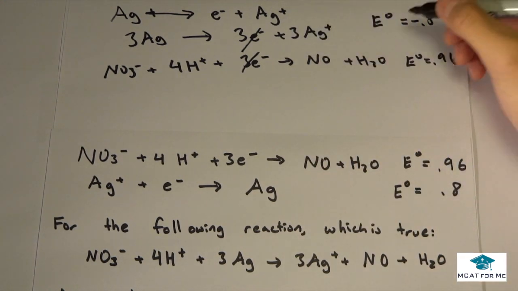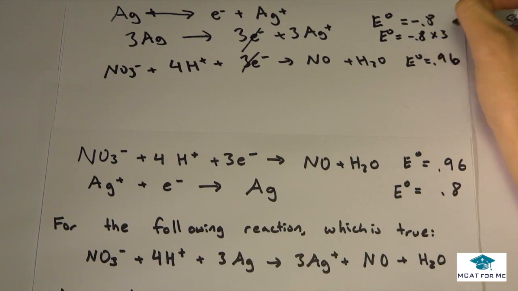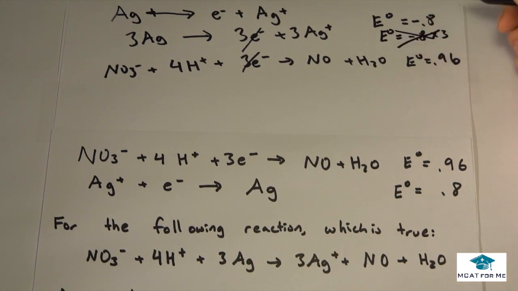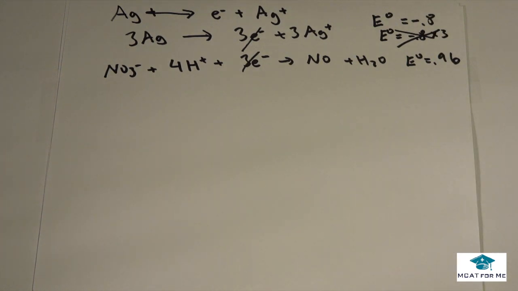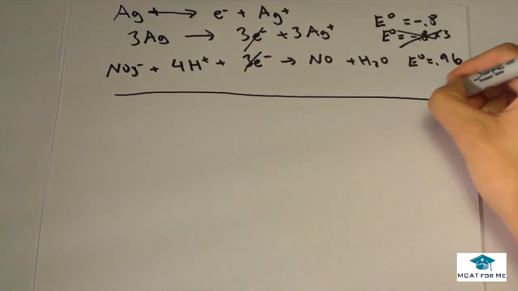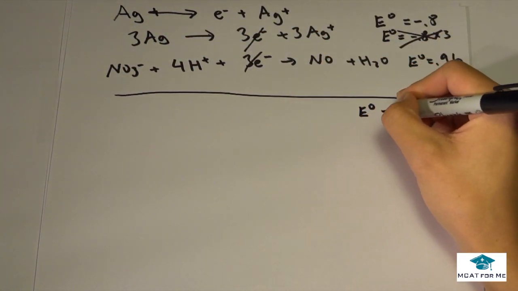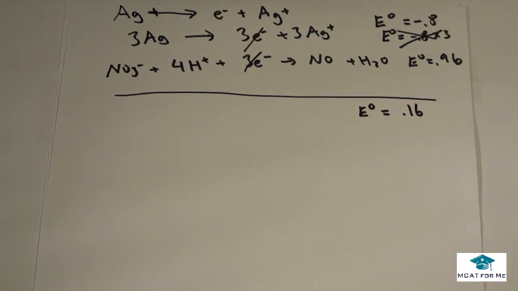When we multiply by 3, we probably would assume that it's negative 0.8 times 3. That's wrong. All you do when you're multiplying, the E naught will stay the same. Only when you're reversing the direction are you going to want to change the E naught. But when you multiply by a number, nothing changes. So our net reaction would have an E naught of the total reaction of 0.16.